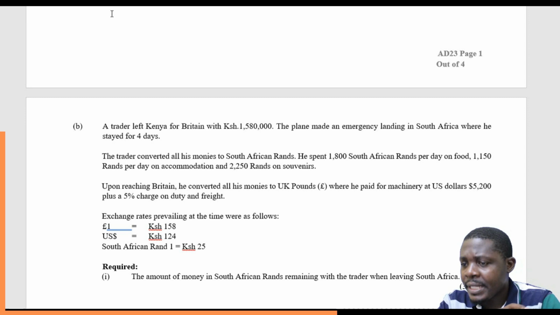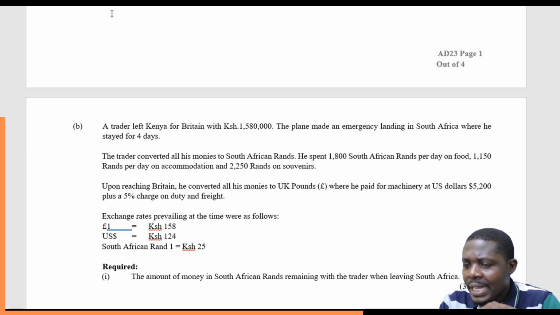The traveler converted all his monies to South African rands. He spent 1,800 South African rands per day on food, 1,150 rands per day on accommodations, 2,250 rands on servants. Upon reaching Britain, he converted his old monies to UK pounds, where he paid for machinery at US dollars $5,200 plus 5% charge on duty and freight.